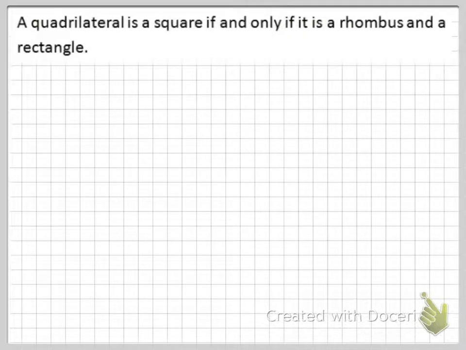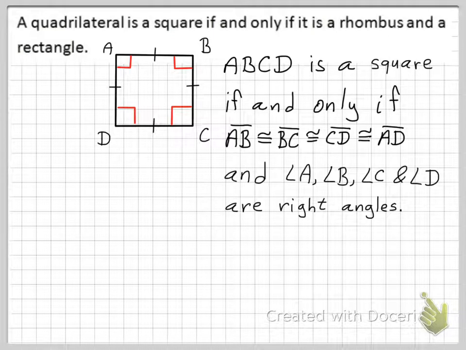And a quadrilateral is a square if and only if it is both a rhombus and a rectangle. So in this case, ABCD is a square if and only if AB is congruent to BC, is congruent to CD, is congruent to AD, and also angle A, angle B, angle C, and angle D are right angles or 90-degree angles. In that case, you have a square. So those are your corollaries that you will use.